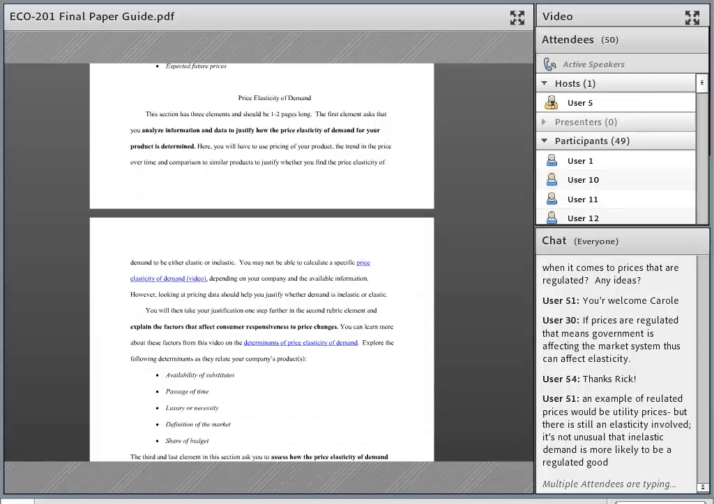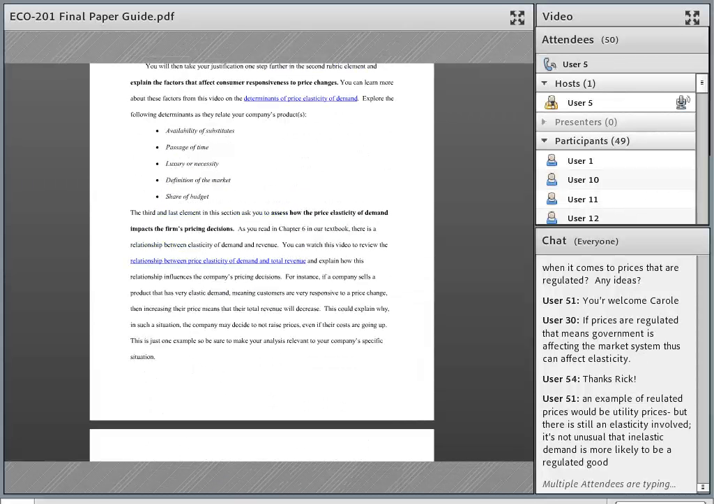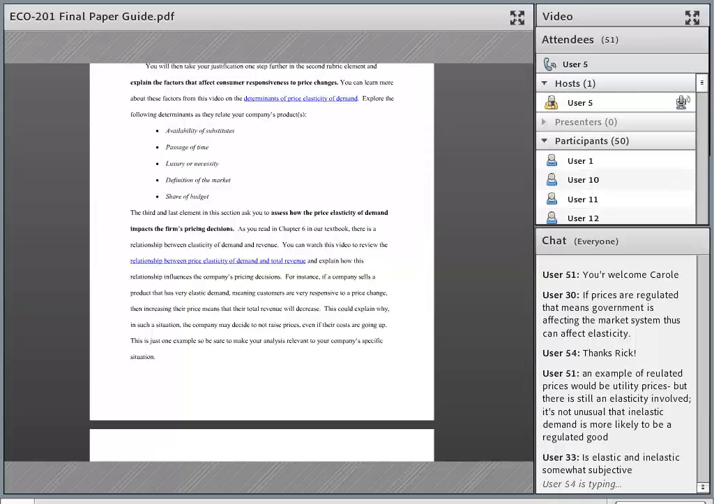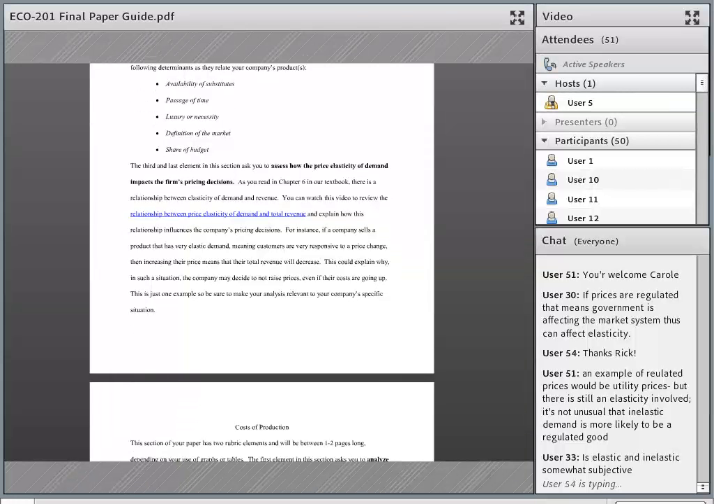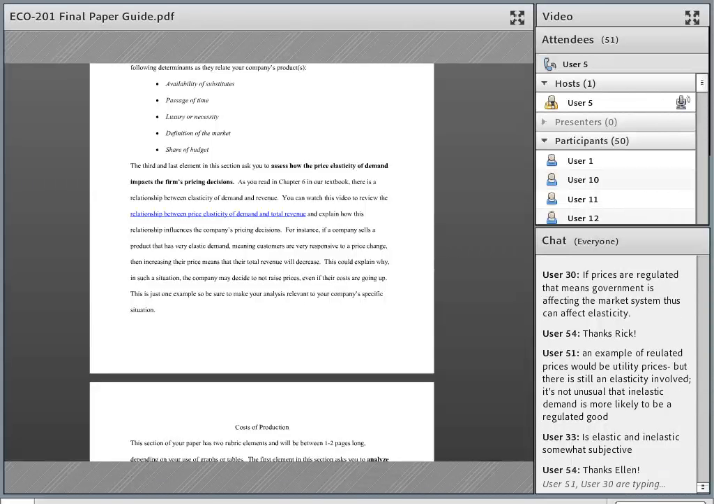All right, so we've talked about the first element. We've talked about the second element, where we do encourage you, in order to get full credit on the final draft, to cover all of these elements. And then lastly, to wrap up the price elasticity of demand section, you're going to look at how the price elasticity of demand impacts the firm's pricing decisions. So really what we want you to do here is to show your understanding of the relationship between price elasticity of demand and total revenue.